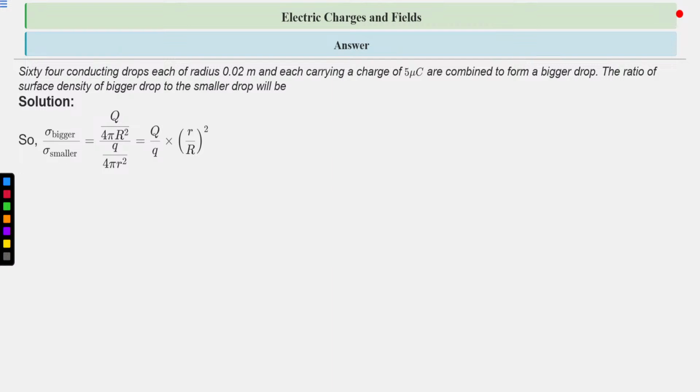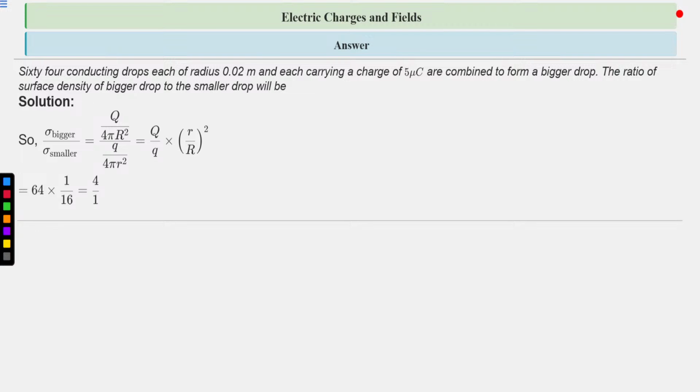Now we will calculate the ratio of the surface charge density of the bigger drop to the smaller drop, which is equal to capital Q by 4 pi capital R square. Capital R here is capital because we are considering the area of the bigger drop, and capital Q is the charge on the bigger drop, upon small q by 4 pi small r square, that is the surface charge density of the smaller drop, equal to capital Q by small q into small r by capital R whole square. So this is the simplified equation. Now we will put the values.